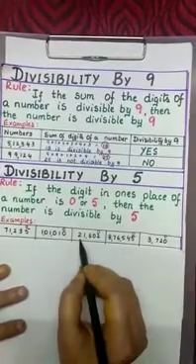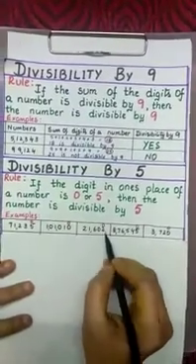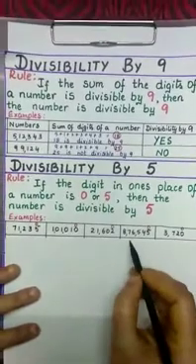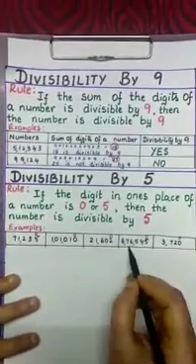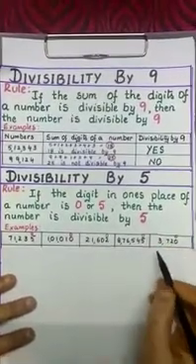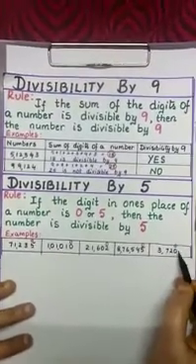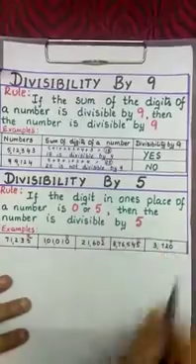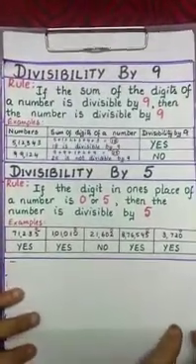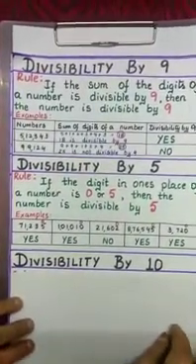The next one, 21,602. The digit in ones place is 2, but not 0 or 5. So it is not divisible by 5. Next one, 8,76,545. The digit in ones place is 5. Hence it is divisible by 5. Next one, 3,720. The digit in ones place is 0. Hence it is divisible by 5. So according to that, I have written yes or no. Just you observe.